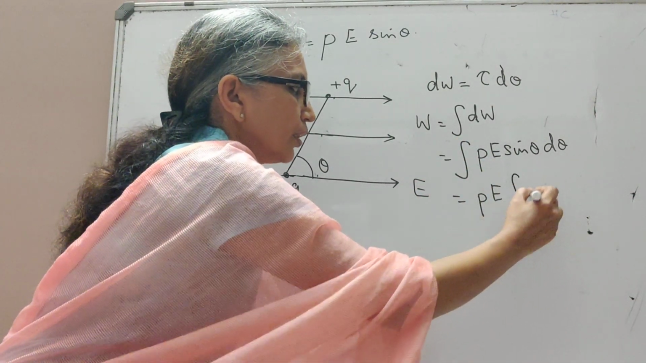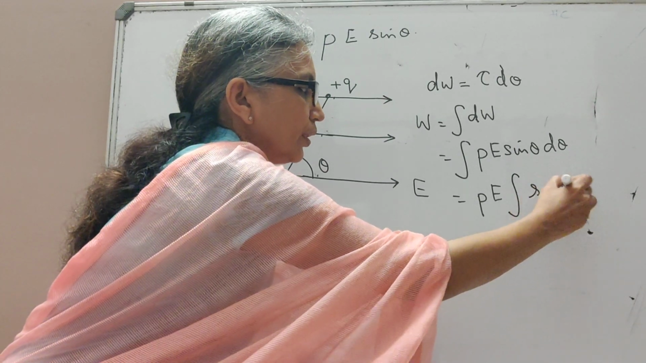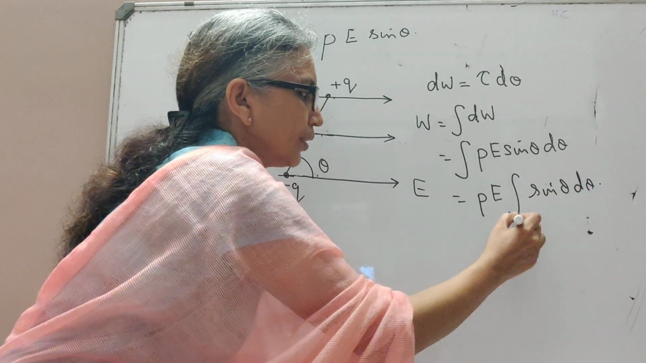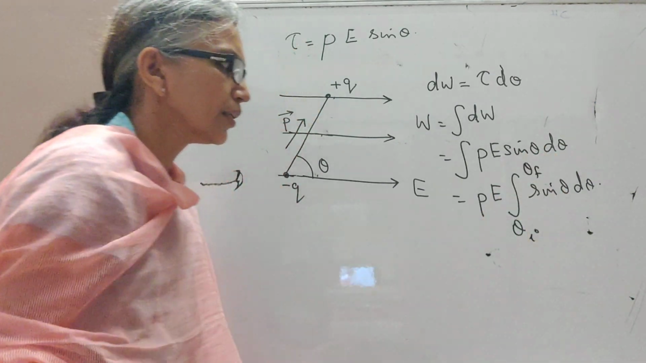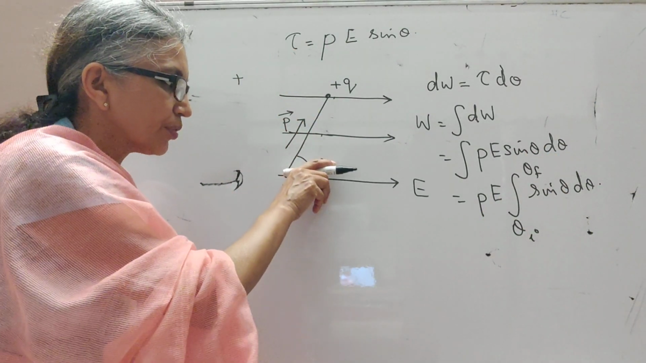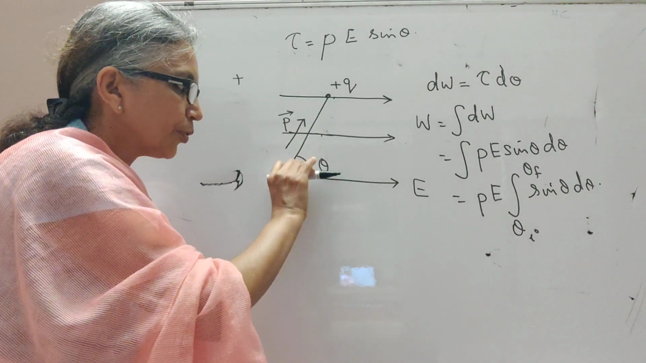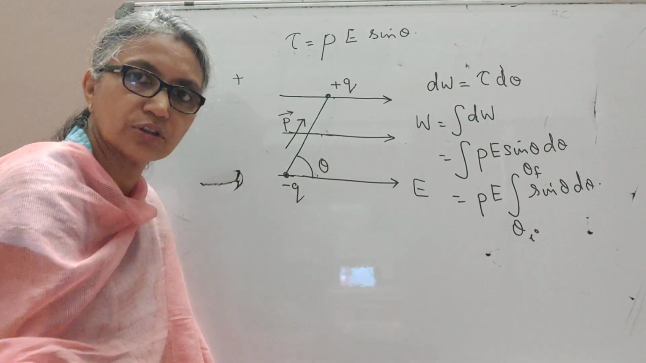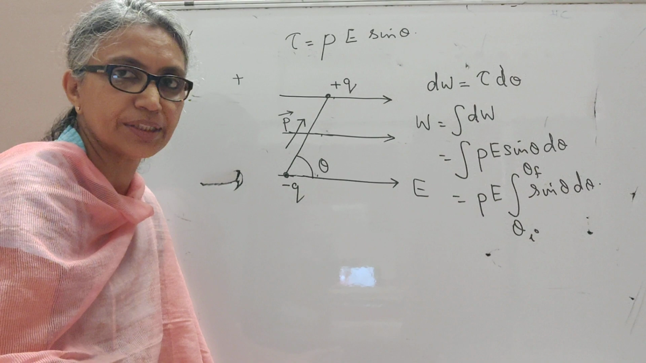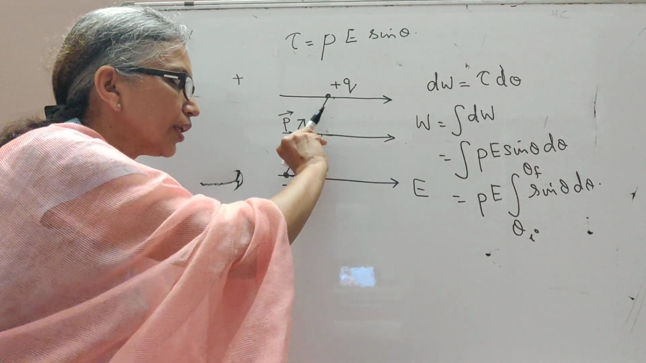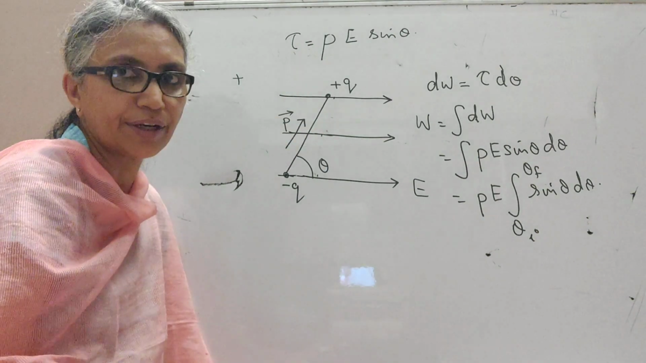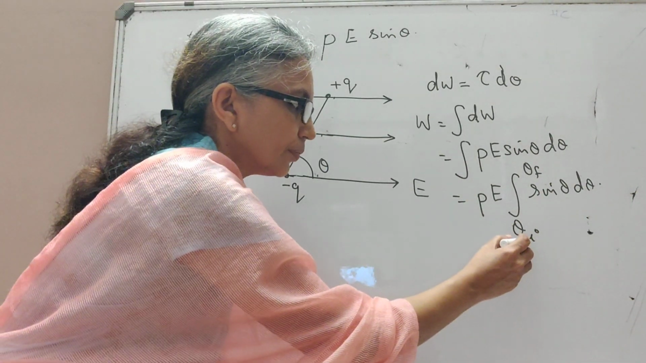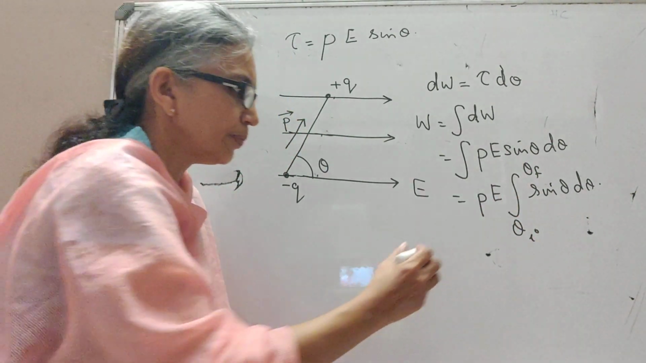And then we integrate sin theta d theta from the limits theta initial to theta final. That is some initial value. You're starting from some initial value. For example, suppose your dipole was aligned to the electric field, theta initial would have been 0. And then you turn it through some angle theta. So theta final will be the final angle. So this is from theta initial to theta final.